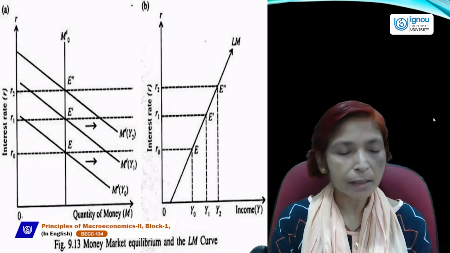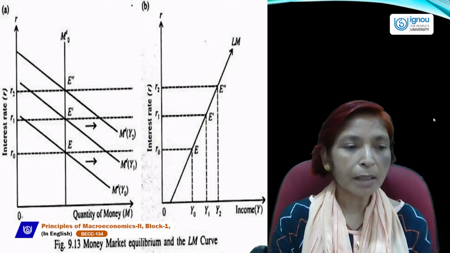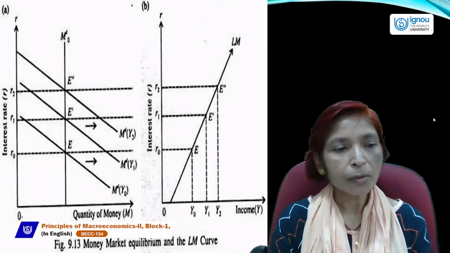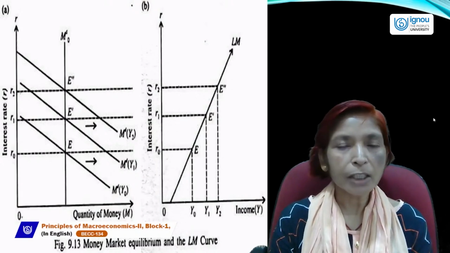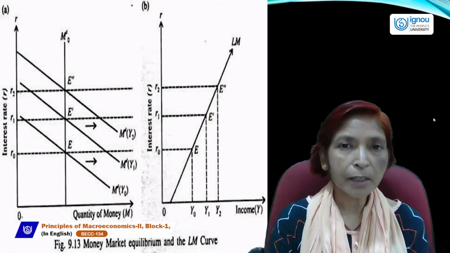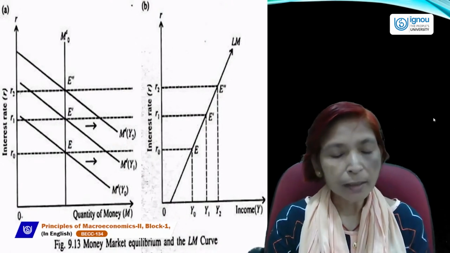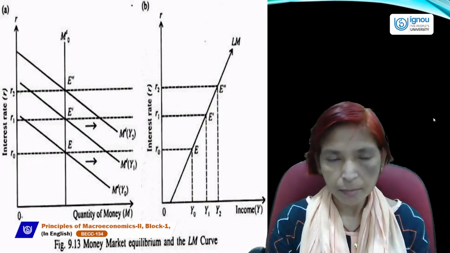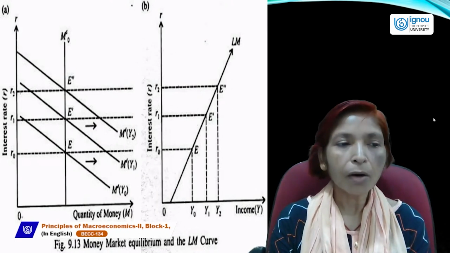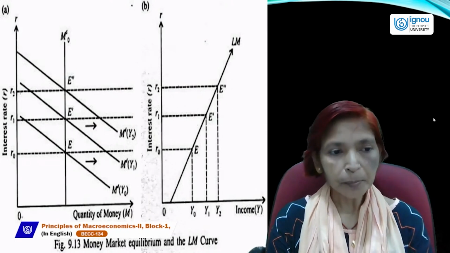money supply is constant. And if money demand further increases, the new equilibrium point will also change from E dash to E double dash. And here the rate of interest will be R2, but the quantity of money remains constant because money supply is constant, a vertical curve.